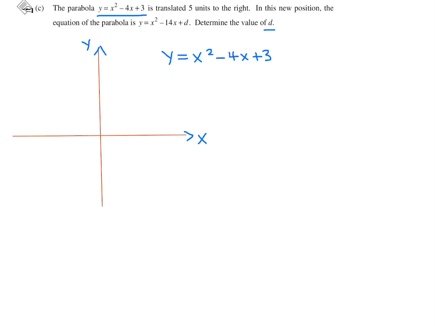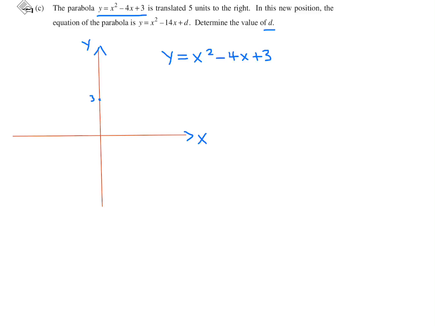So first, I'm just going to concentrate on that. I'm going to draw a rough sketch and get an idea of what this parabola looks like. So I don't really know, but all I know is the equation. So I'll just start plugging in some basic values. How about when x equals 0? When x equals 0, y is 3. So that's one value, approximately there. Let's say that's 3.